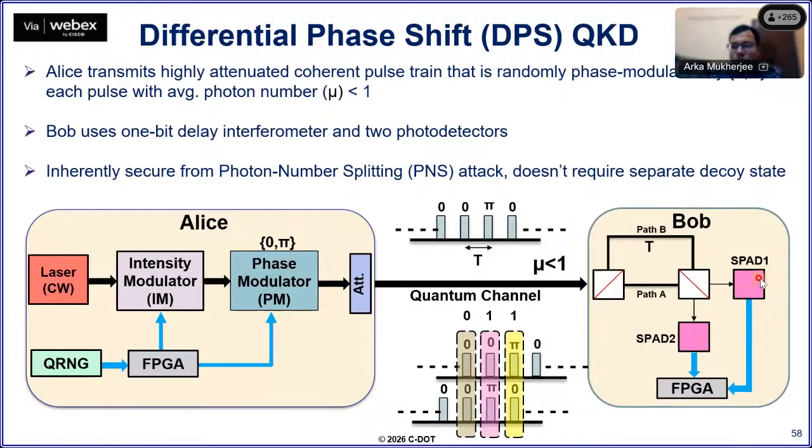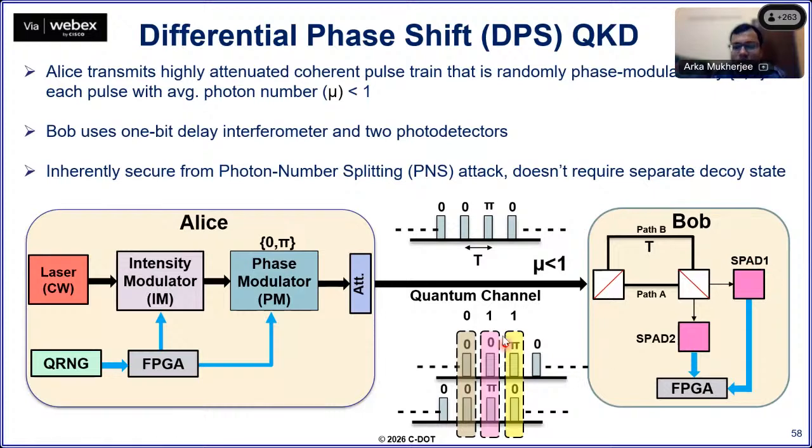So basically both of these detectors are responsible for generation of the keys. In the case of coherent one way, only one SPAD was used for generation of key, and the other SPAD was used for checking the visibility, or the presence of Eve. But here both of these detectors are used for the generation of the keys. Again, these clicks are registered in an FPGA that will process these clicks, and then the keys will be generated. I'll cover that in the subsequent slide.